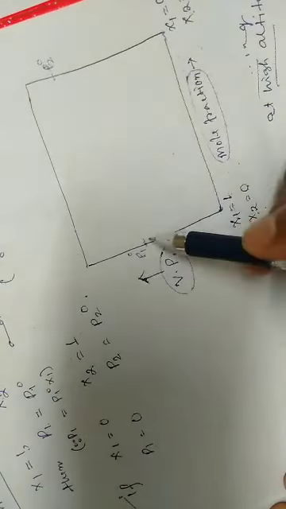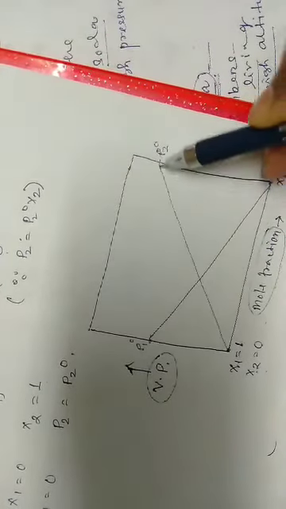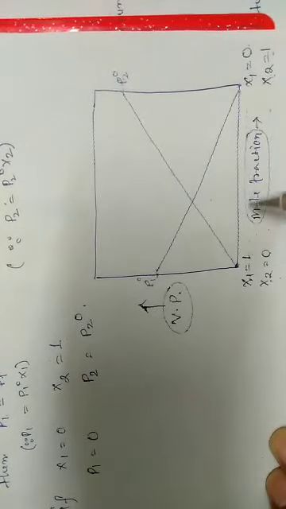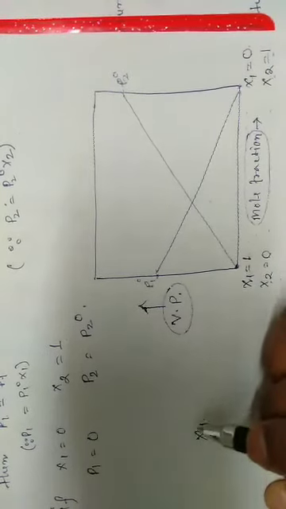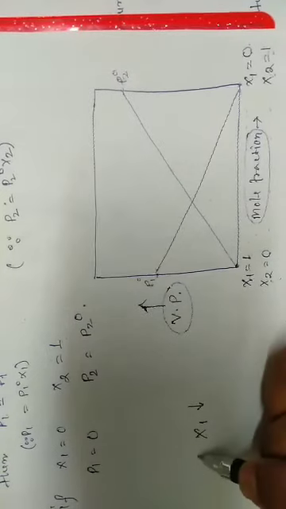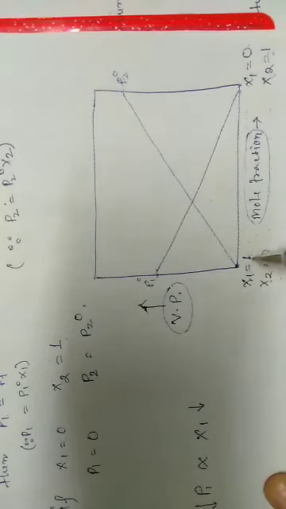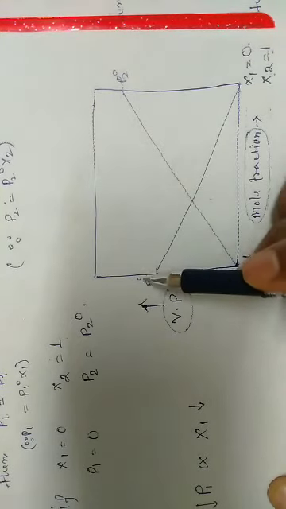So let us draw a line here to here. One more line. This is a straight line. So when X1 decreases from left to right, then P1 also decreases. When X1 decreases from left to right, P1 also decreases, starting from P1 naught.